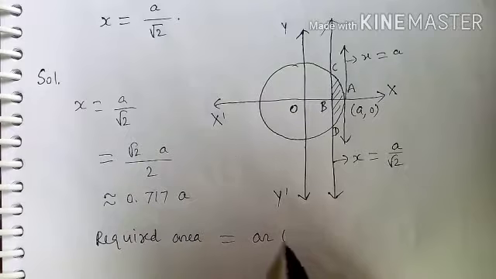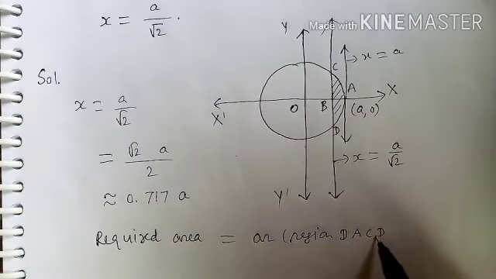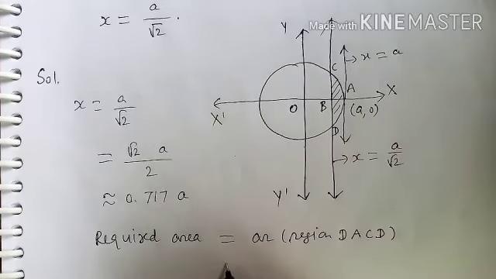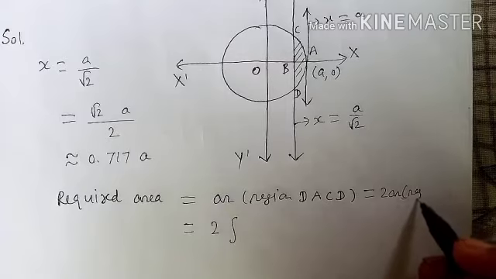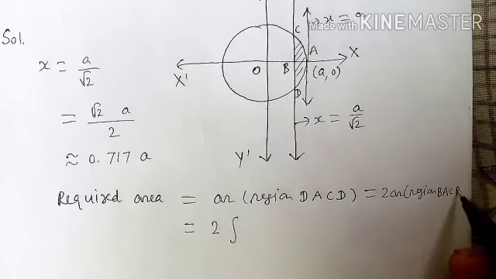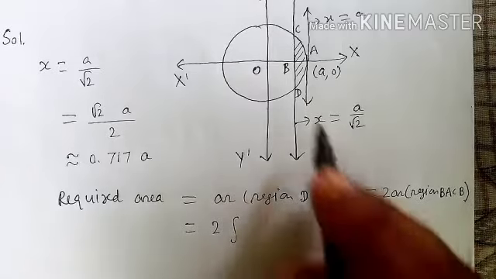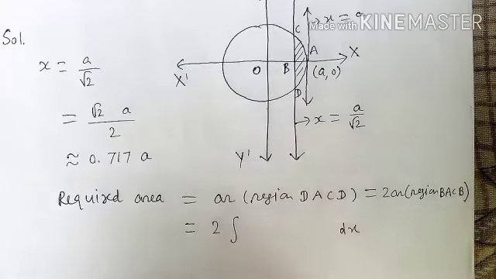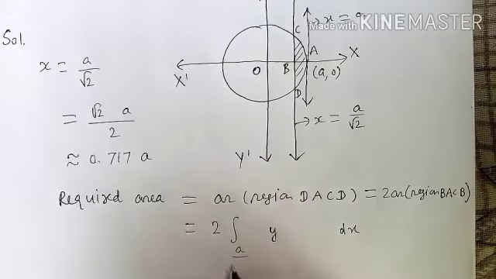is equal to area of region DACD, which will be equal to 2 into area of region BACB, and the area of region BACB will be, here we take a small part along x axis, so dx, here y, and x varies from a by root 2 to a.